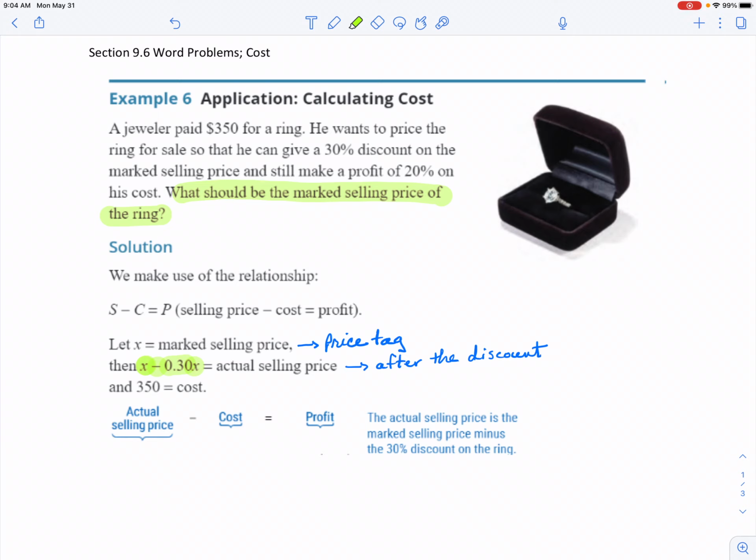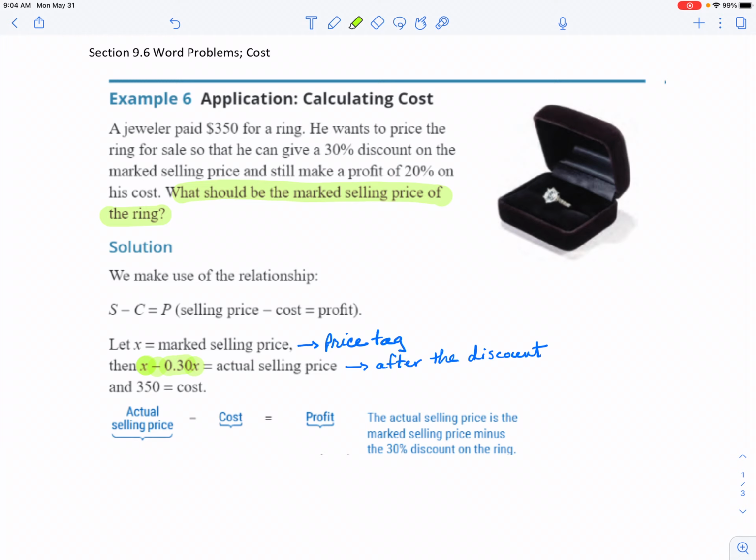Now remember, he paid $350 for the ring, and he wants to end up with that $350, of course. He doesn't want to sell it for less than what he's got in it, and he also wants to make a 20% profit.